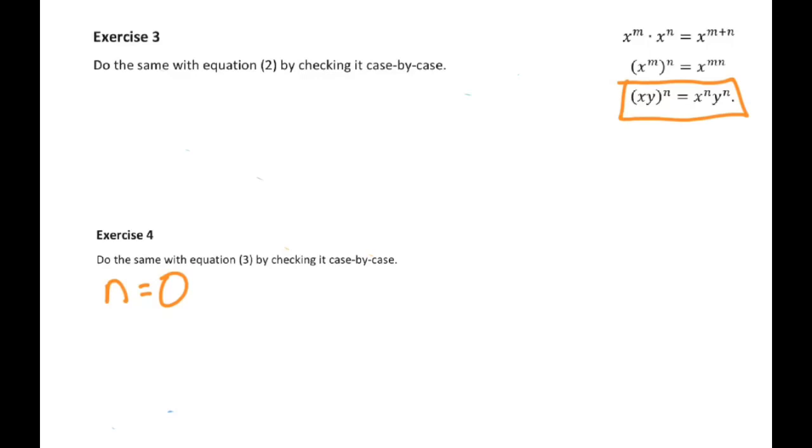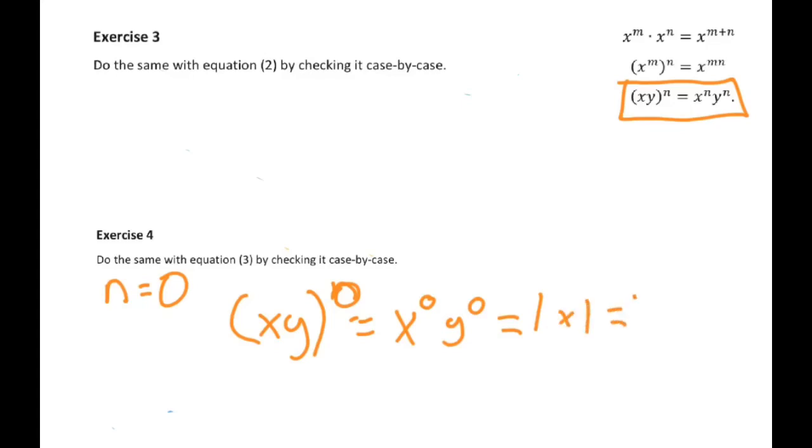All right, let's try to work through this. So x, y to the nth power, in this case it's 0, is equal to x to the 0 power, y to the 0 power, which is equal to 1 times 1, which is equal to 1. So there we go. Yes, it does work when n equals 0.